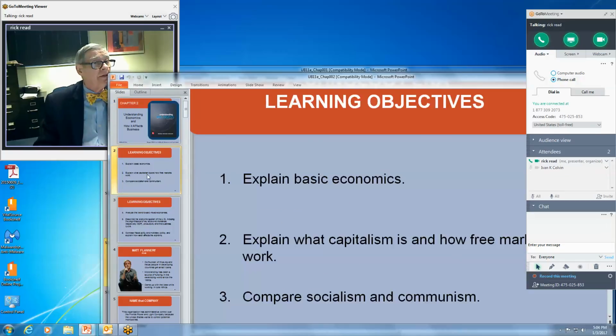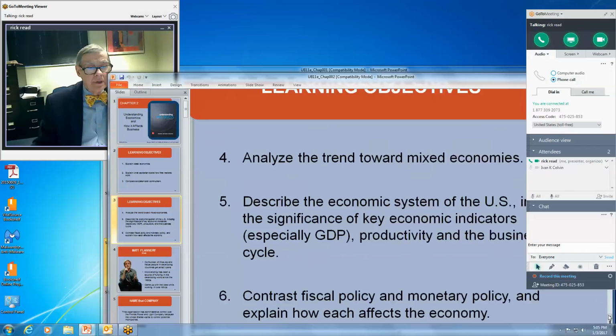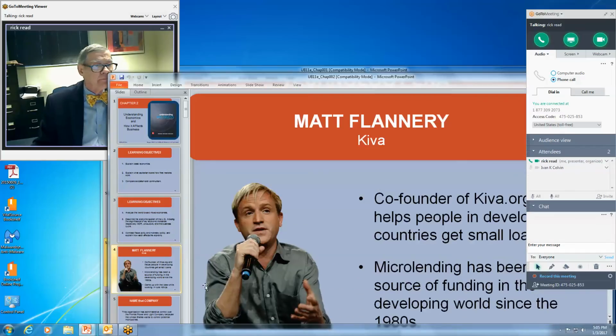We're going to explain the basics of economics, explain what capitalism is and how free markets work. We're going to compare socialism and communism, analyze the trend toward mixed economies, describe the economic system of the United States and its significant key economic indicators, especially GDP, the gross domestic product, and contrast fiscal policy and monetary policy. Again, something we'll talk about later when we get into chapter 19.